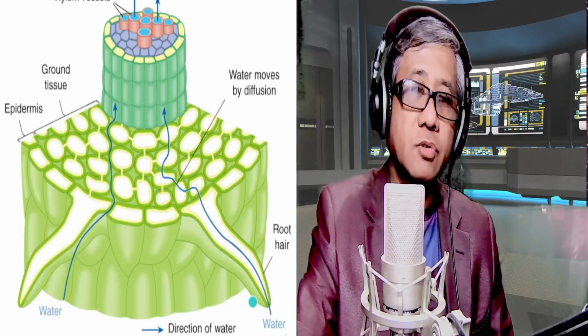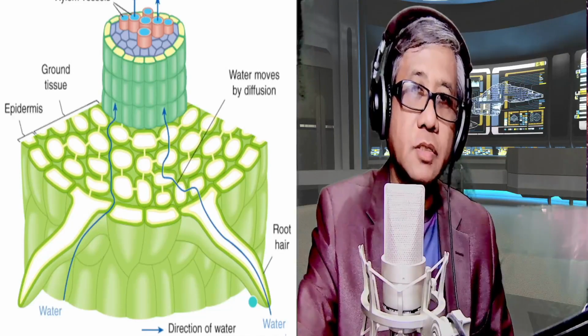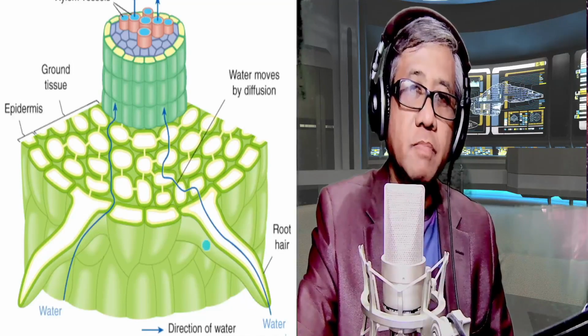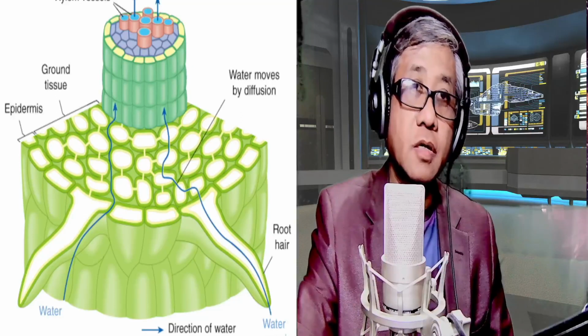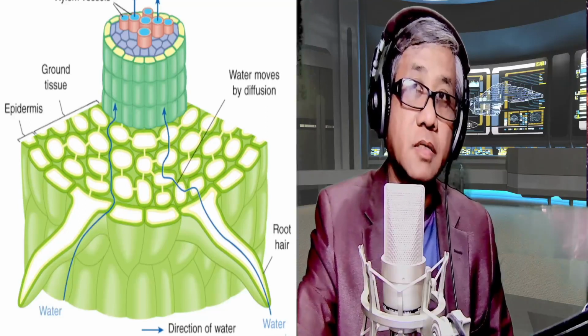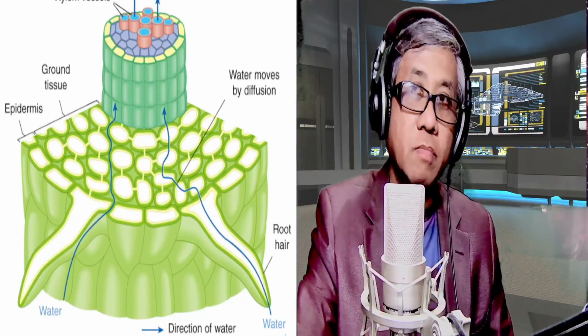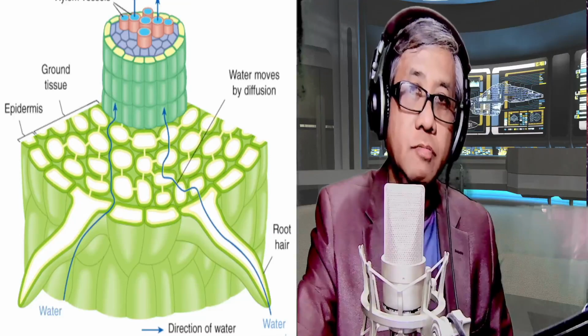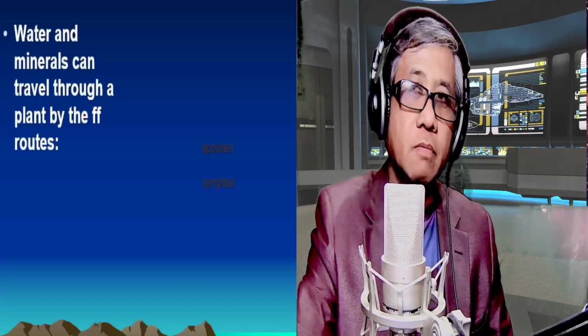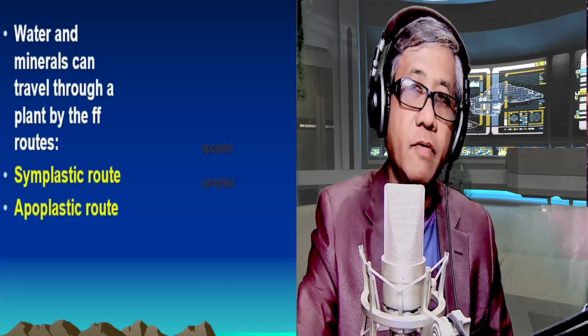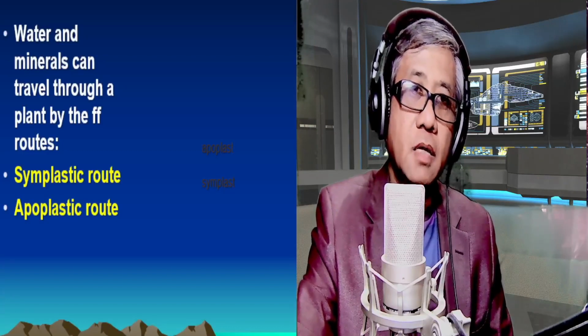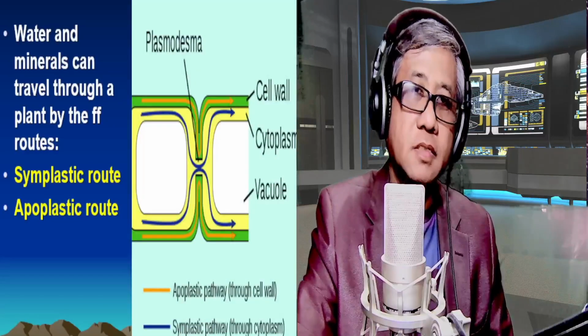So water passes through the root hairs, again via osmosis, and then it reaches the epidermis, and then it passes through the cortical cells of the ground tissue, and then reaches the endodermis. Eventually it passes through the endodermis and reaches the xylem vessels. And just like what we mentioned earlier, water moves through the root tissues following these two pathways. Water and minerals travel through the plant by the symplastic pathway or route, and the apoplastic pathway or route.